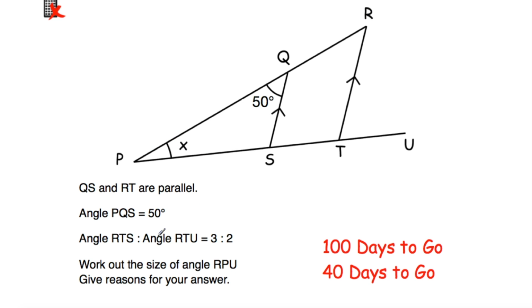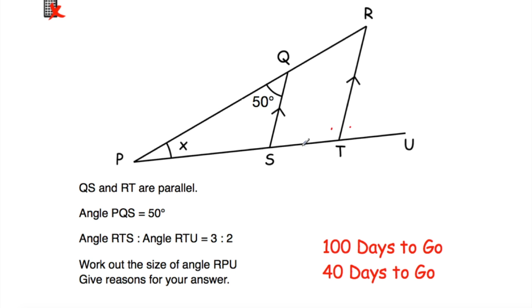We've been told that angle PQS is 50 degrees. Thinking of angles and parallel lines, think if there are any other 50-degree angles on this diagram, and if there are, label them. We're also told that angle RTS is that angle, and angle RTU is that angle. These two angles are in the ratio of 3 to 2. In other words, this is 3 parts and this is 2 parts.